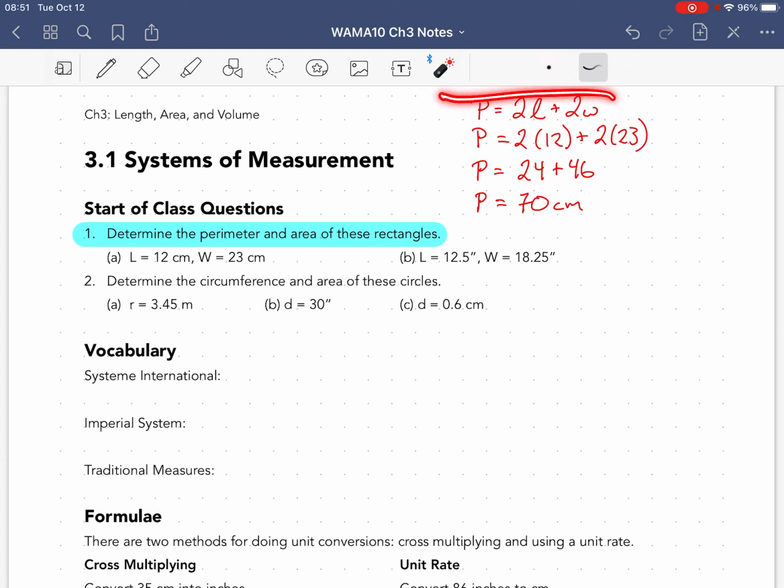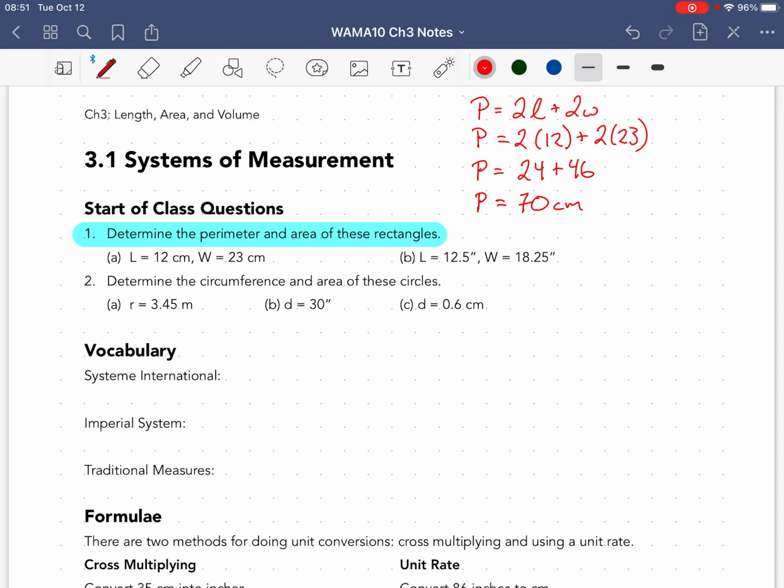I expect to see all of this written out every time you do a formula. Line up your equal signs going down. Step 1, write the formula out, say it in your head. Step 2, fill in what you know. Step 3, do the math. Step 4, check units.